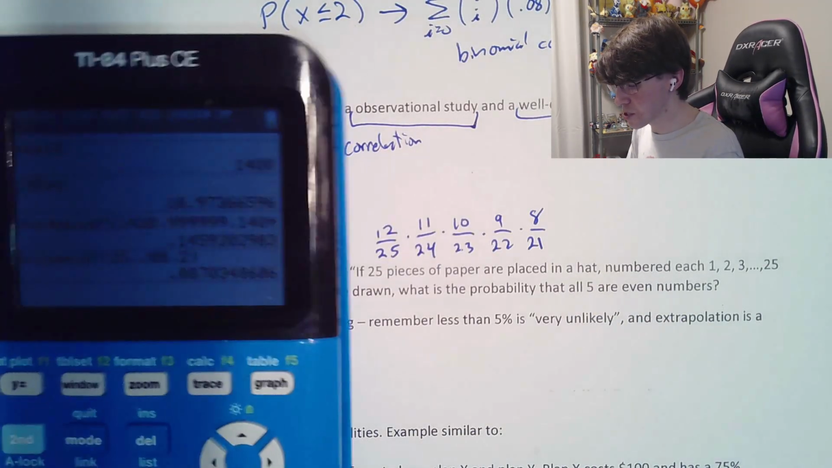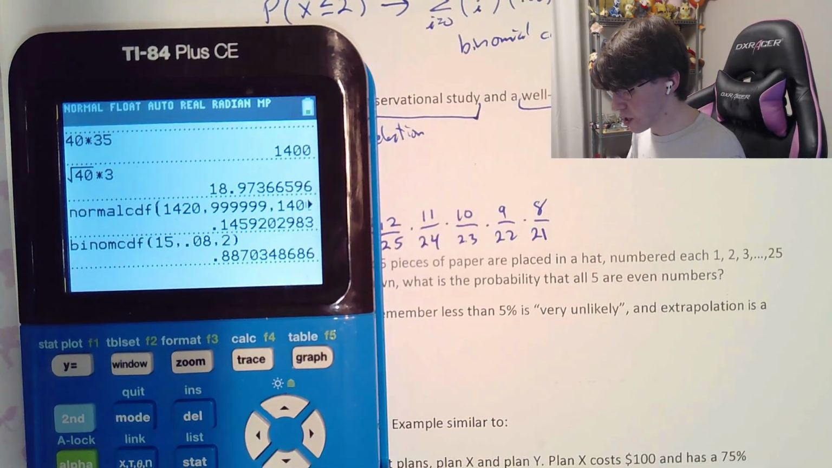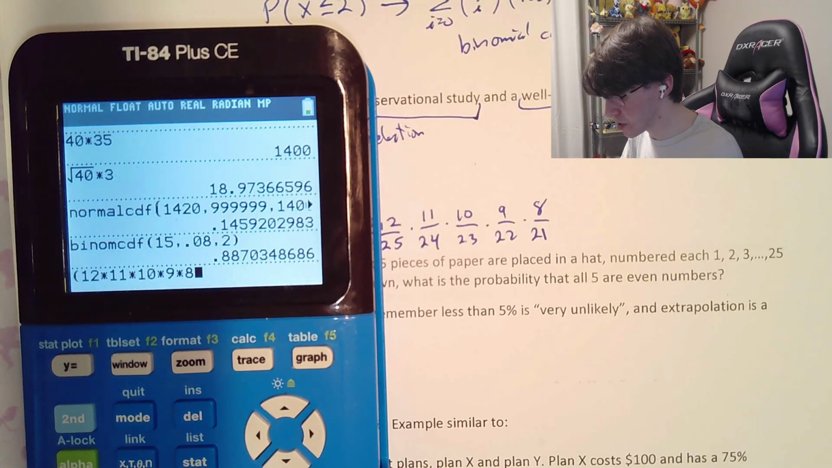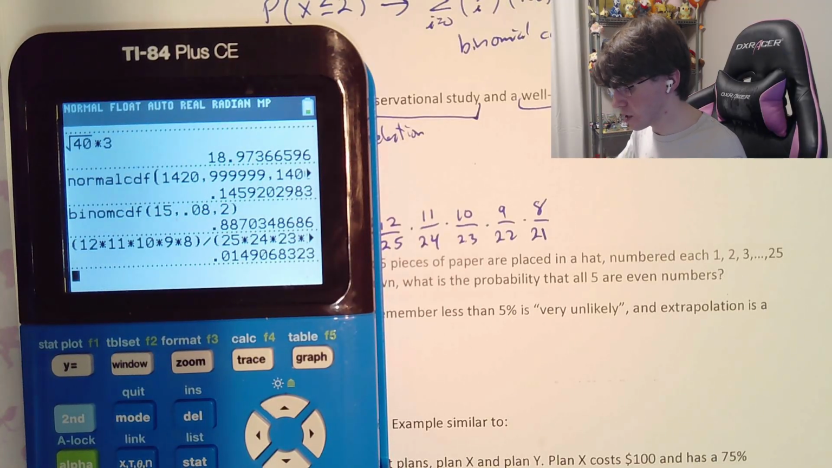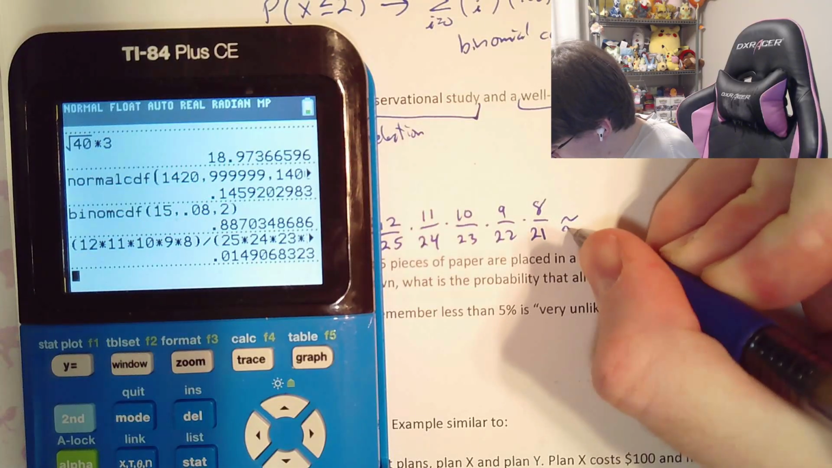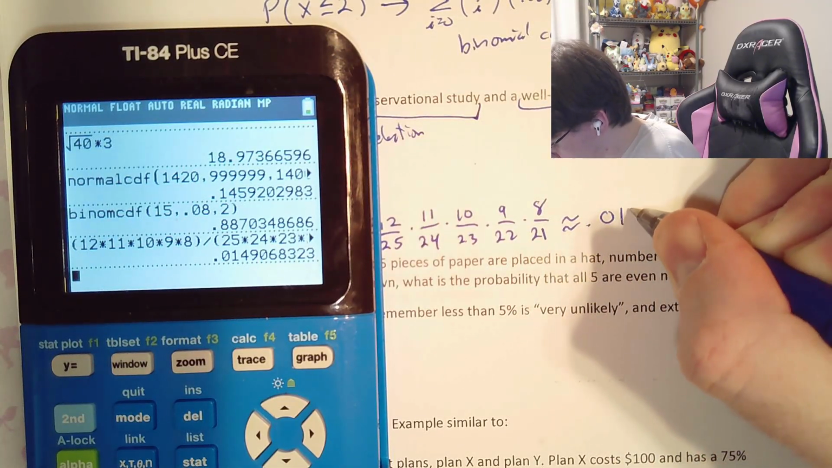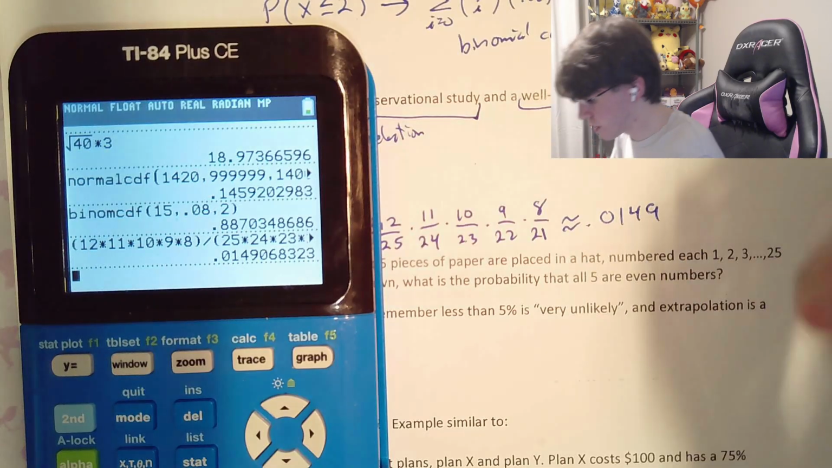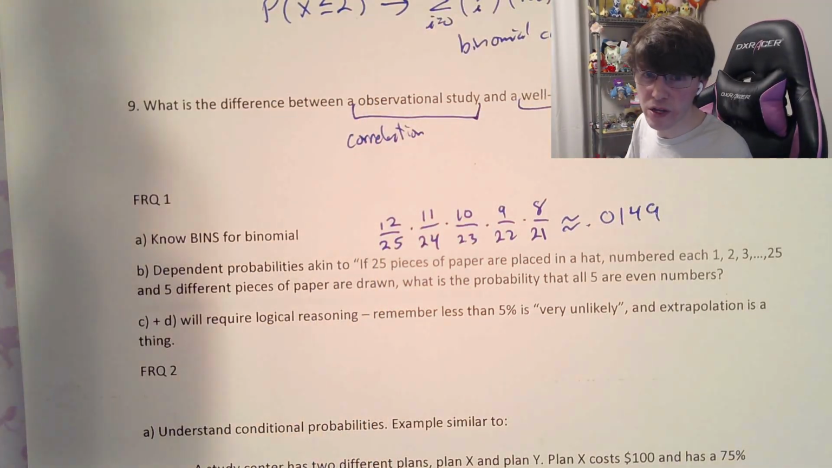So let's just do this on the calculator. I'm going to put a parentheses, 12 times 11 times 10 times 9 times 8, and the parentheses divide, new parentheses, 25 times 24 times 23 times 22 times 21. It turns out that this is about a 0.0149 probability, or a 1.49% chance. So that's pretty low.